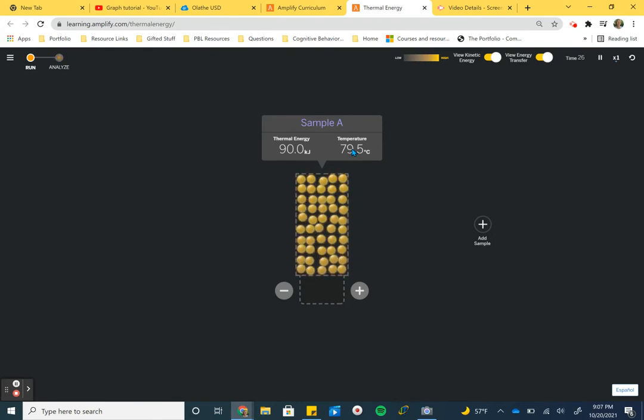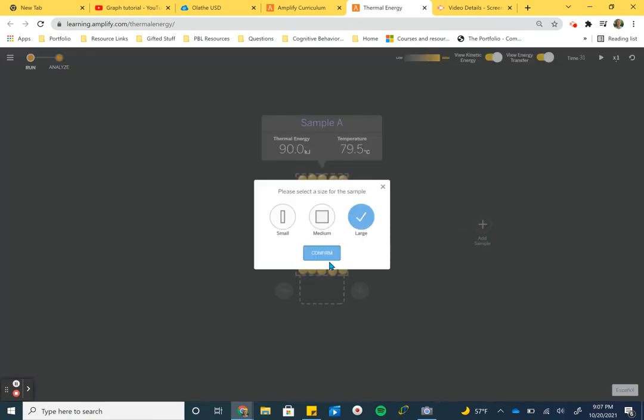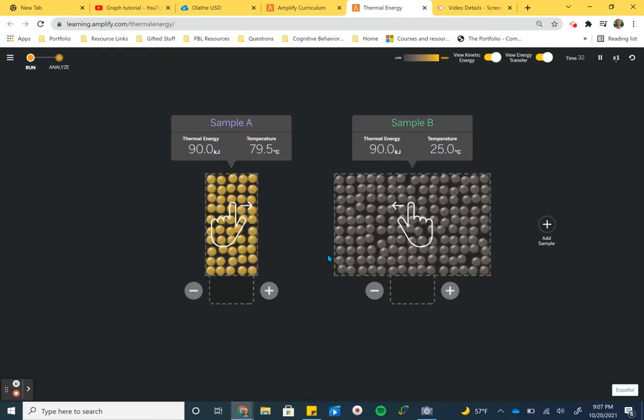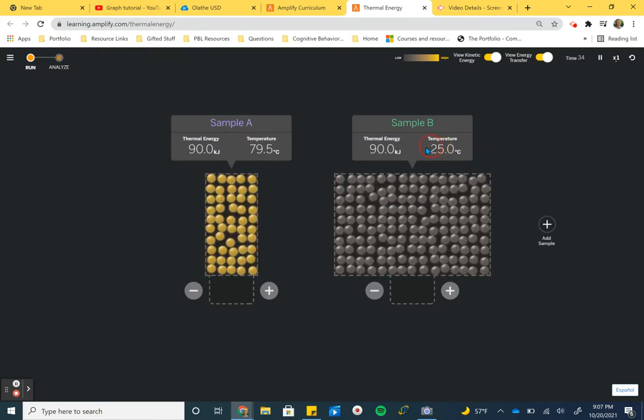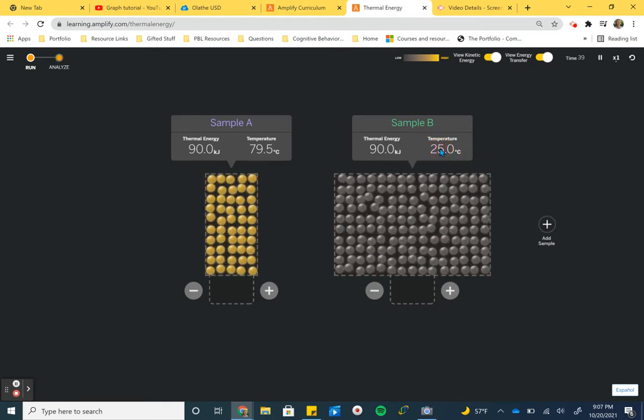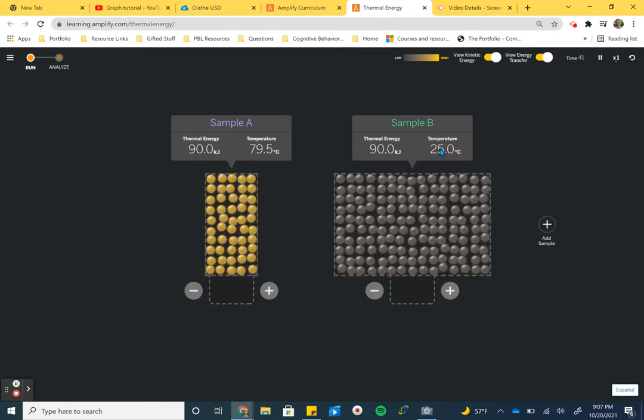Now, my samples were sitting out in the room. And so I am going to add a large sample to represent the air in the room. And the air in the room was at room temperature, which is 25 degrees Celsius. So I'm actually going to leave that the way it is.